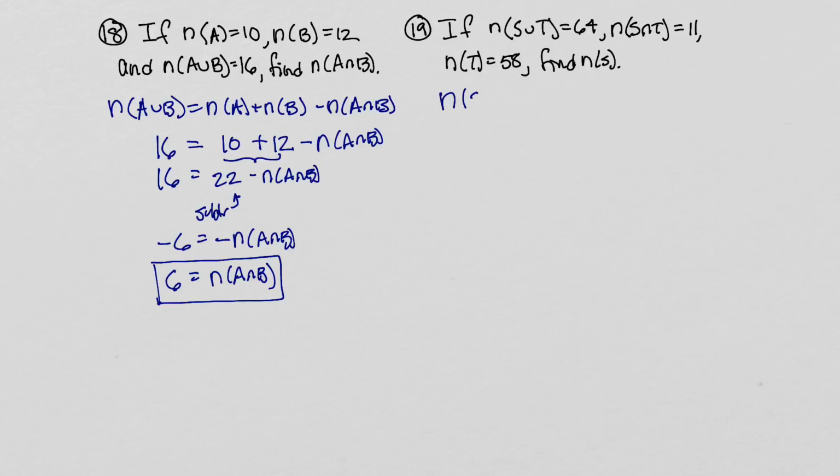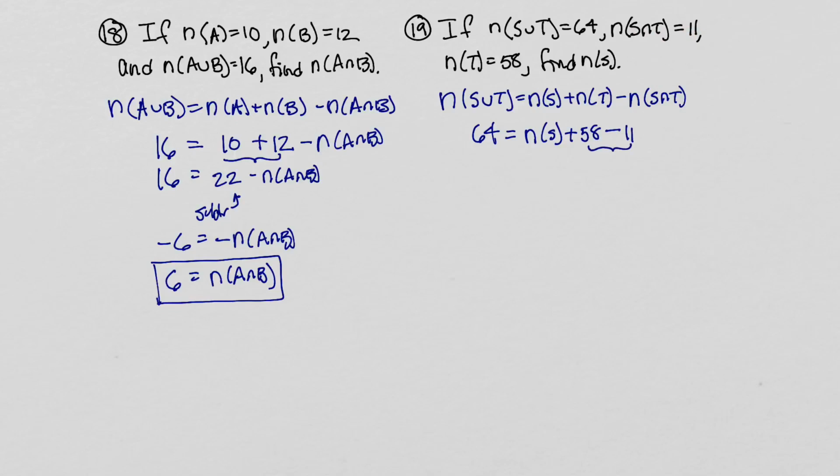So it says the number in the union, S union T, is the number in S plus the number in T, so add up the individual numbers, and then subtract the number in the intersection. So filling in these numbers, the number in S union T is 64. That's going to equal the number in S, which is unknown, that's what we're looking for, plus the number in T, and we're given that T has 58 elements in it, minus the number in the intersection, and we're told that the intersection has 11 elements.